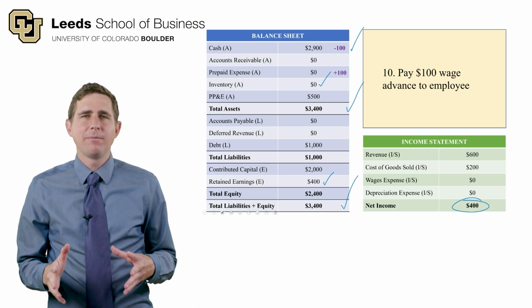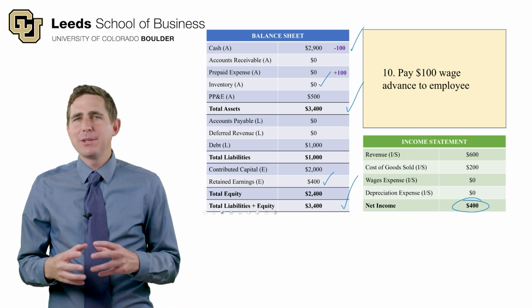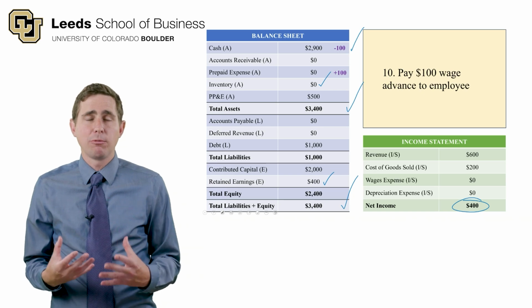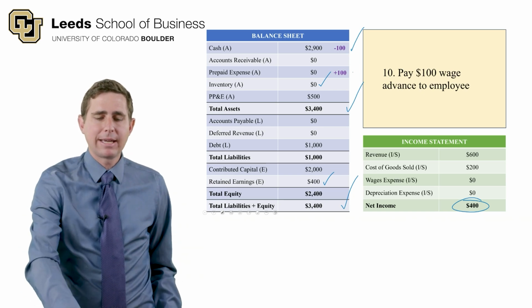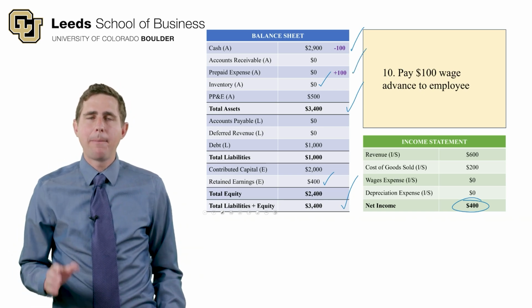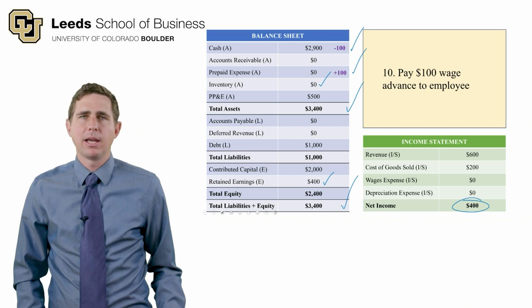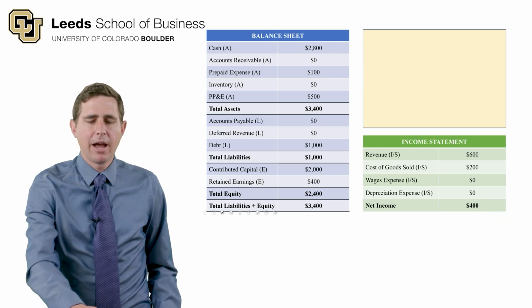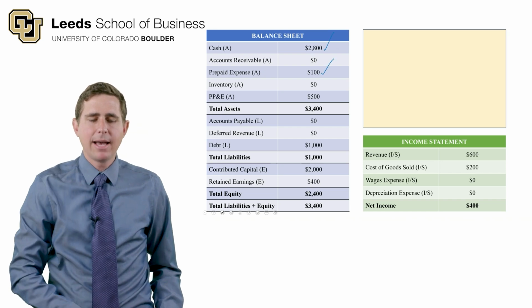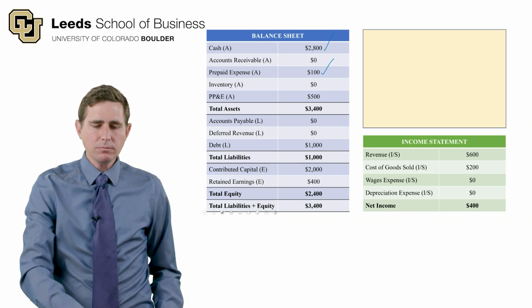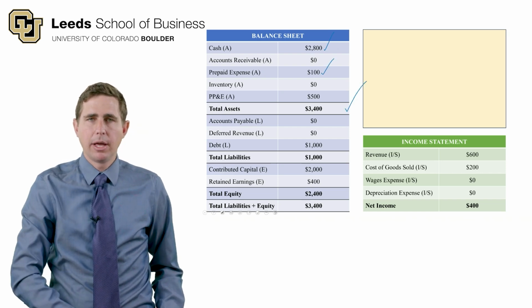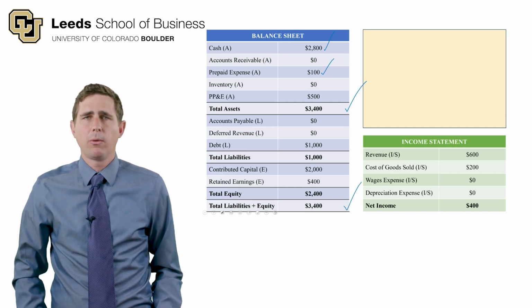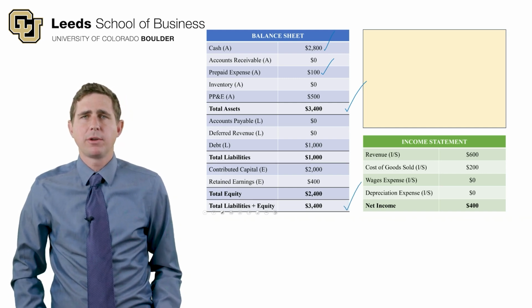Why is it an asset? Well, an employee's promise to work for me in the future is something of economic value. It's a resource of economic value. So it counts as an asset, and I'm going to put it on my balance sheet as a prepaid expense. So here's how that transaction looks reflected. I've got less cash, and now I have an asset called prepaid expense. They cancel each other out, and so my total assets continues to be equal to my total liabilities plus equity. And let's move to the next transaction.